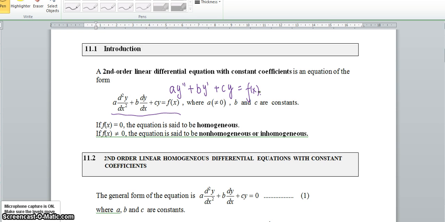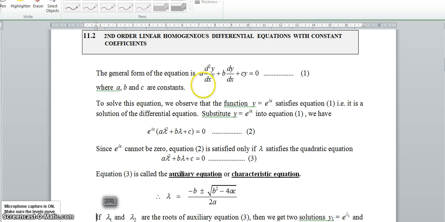So when is this equation called homogeneous? Well, it all depends on f of x. So there are two situations. When f of x is equal to 0, this equation is said to be homogeneous. If f of x is not equal to 0, of course, it's called non-homogeneous or inhomogeneous. So in this chapter, we'll focus on homogeneous second-order differential equations, which are in this form.